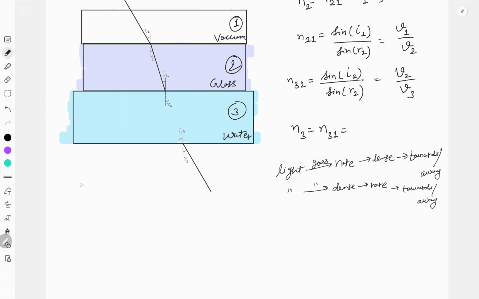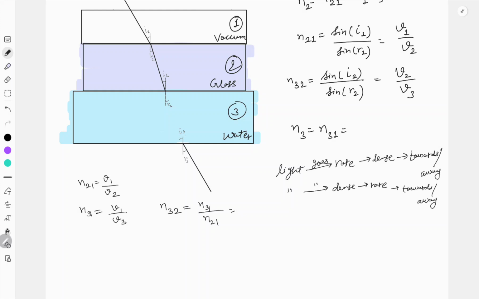I know that n21 is v1 by v2, right? And by the same rule, n31 would be v1 by v3, right? So if I want to find n32, what I can do is I can just say that it is n31 divided by n21, right? n31 by n21.